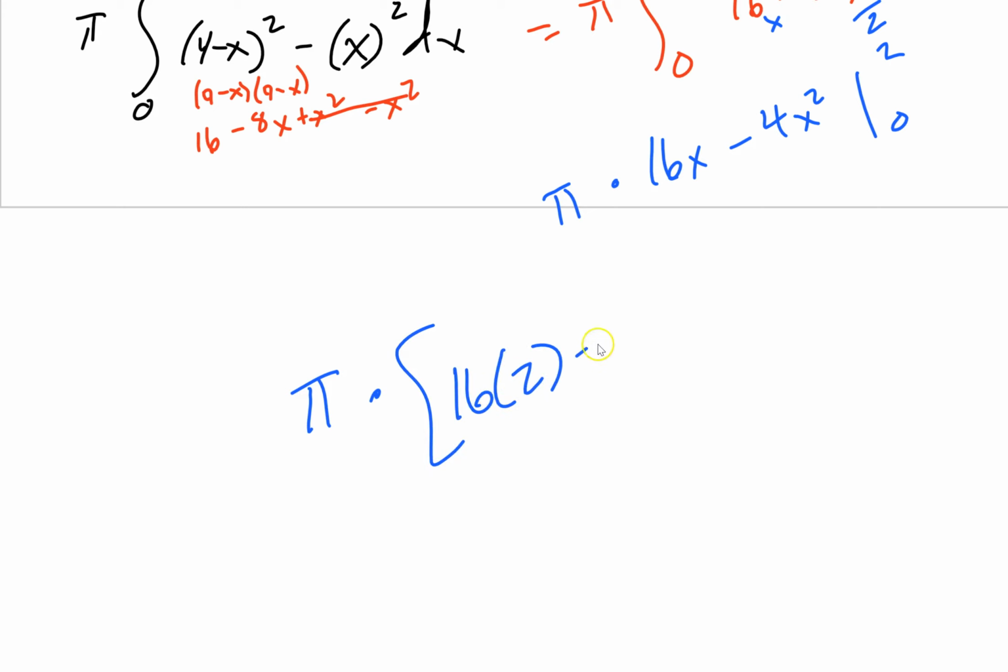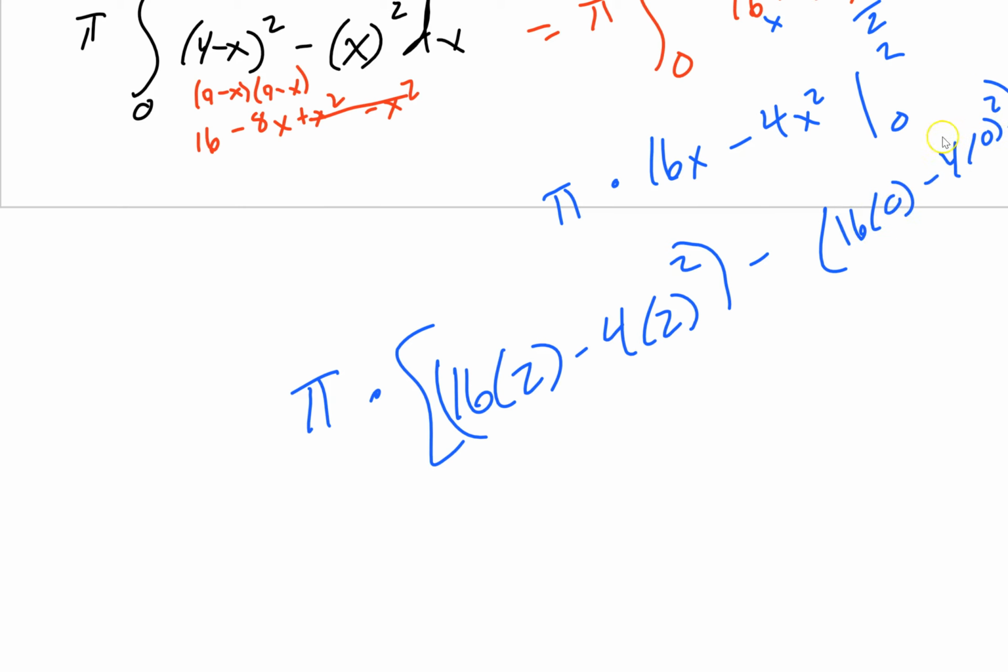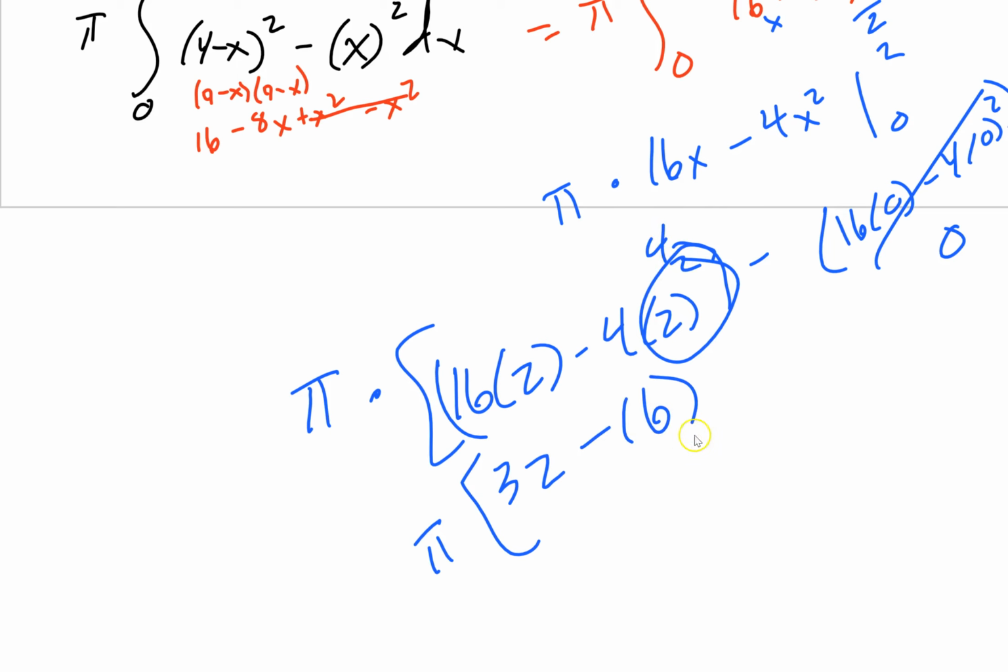16 times 2 minus 4 times 2 squared, minus plug 0 in for everything. In this case, that's going to be 0. So that's just gone. So I'm going to get 32. Do this first. That's 4. 4 times 4 is 16. So 16 pi.